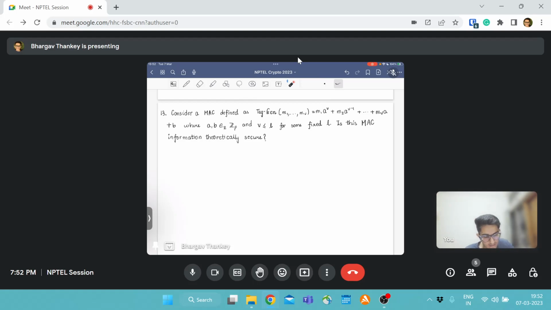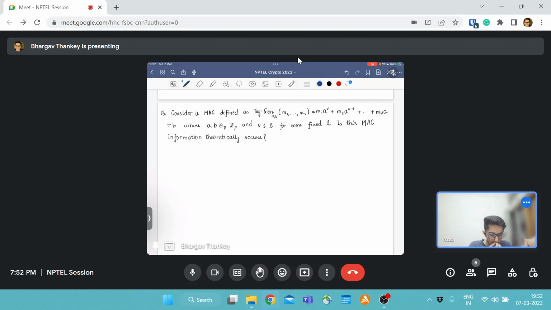A and B are the key? So if I want... Yes. A and B are the key, yes. Right, so I should have written it like this: Tag gen for key A comma B. Okay. Is the question clear now?